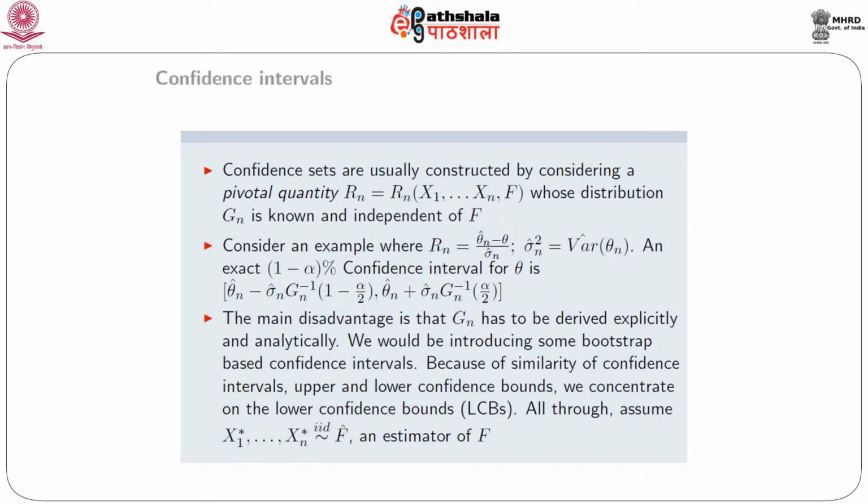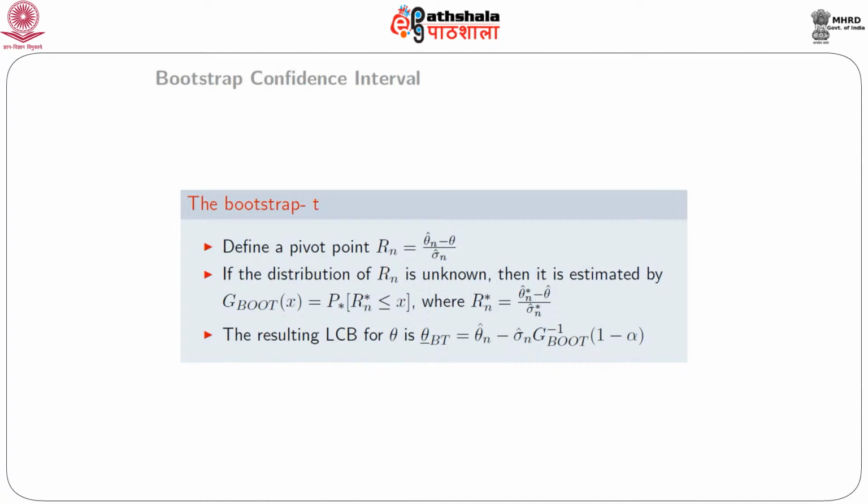Now, let us consider the first type of confidence sets, which is the bootstrap T. Note that because the confidence intervals for the upper and the lower limits are similar, we would be illustrating the lower limit only. For the upper limit, the minus sign would be changed to the plus sign. So, we would see what happens when we come to that. Let us go into the bootstrap T confidence intervals.